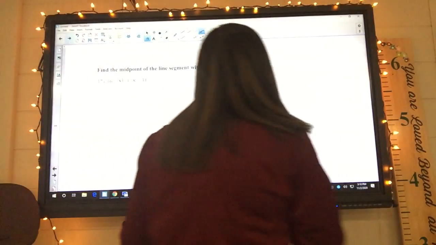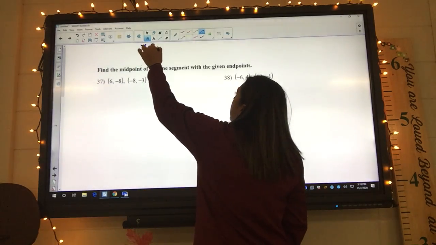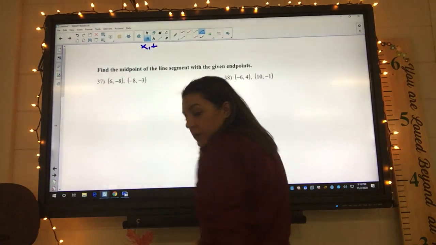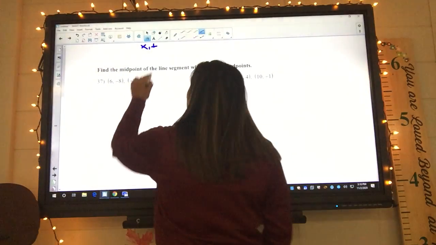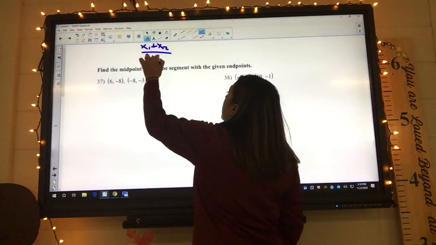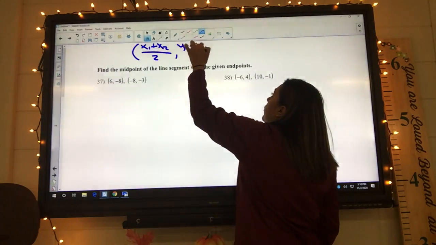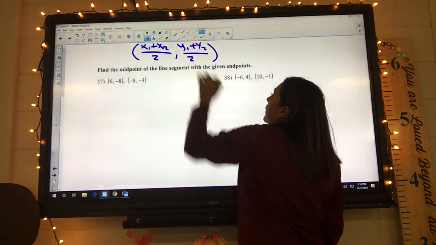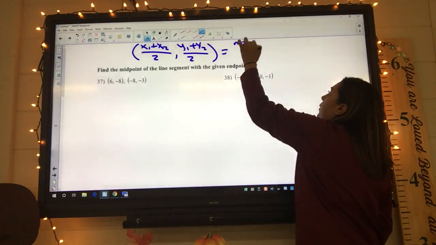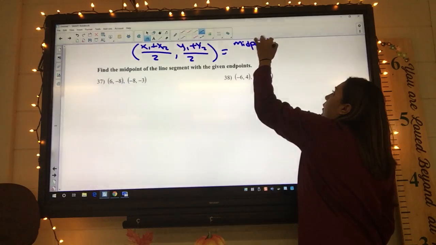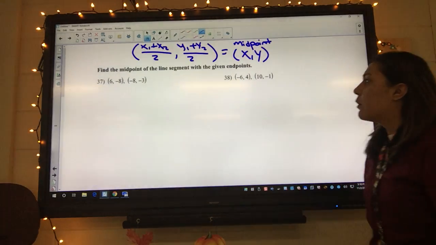Okay? So our midpoint formula is going to be (x1 plus x2) over 2, comma, (y1 plus y2) over 2. Okay, and this is going to equal our midpoint, which is going to be that big X and that big Y, a coordinate, and that's what we're looking for.